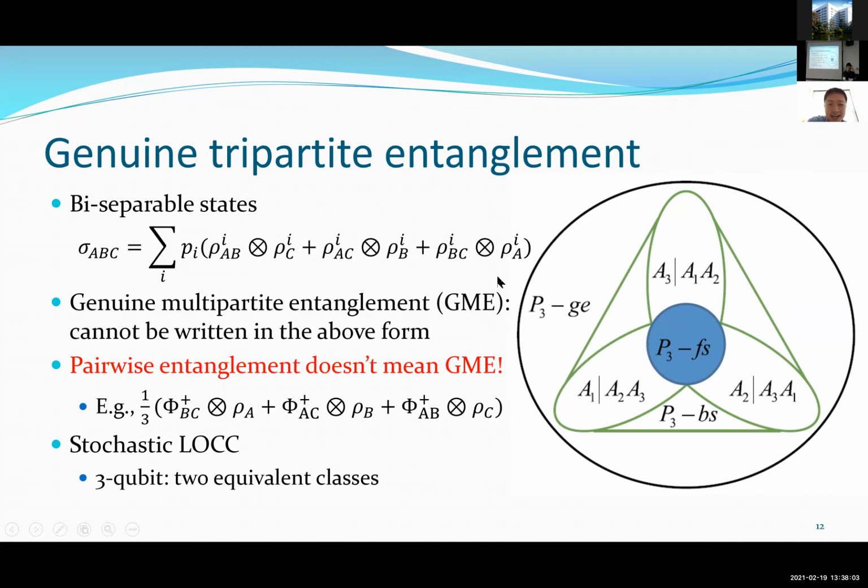Any state that cannot be written in this biseparable form, we call genuine multipartite entanglement. All right. I have to remind you that a pairwise entangled state does not mean genuinely entangled. So let me give just one example.